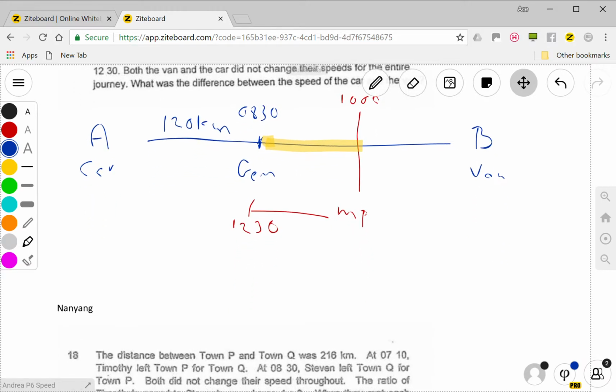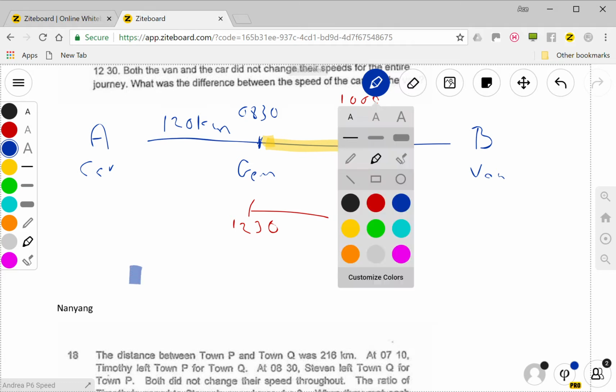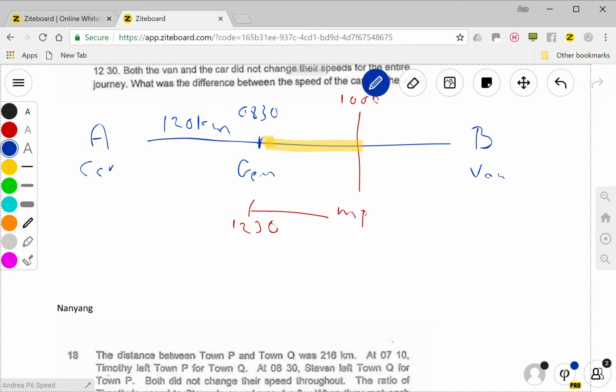Okay, so let me set up a DST ratio. So DST for the car and the van. So for the same distance, the car actually took 1.5 hours, right? Whereas the van took 2.5 hours, correct? For the same distance, the yellow color part. Okay, it's a bit messy here. Okay, so can we see the yellow color part?